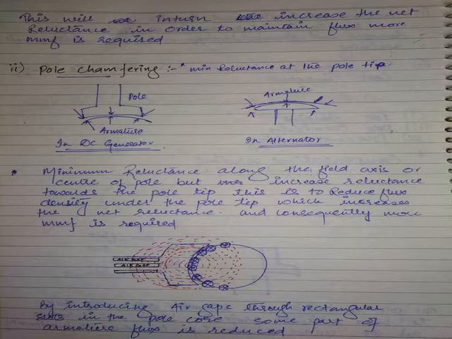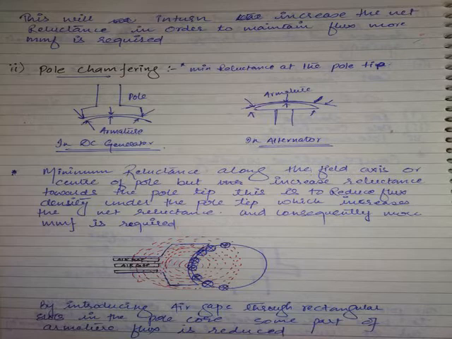So how are they connected? Again through brushes only. So if the current is flowing like this, you connect at that end so that the current will come out like this. So this produces clockwise flux, this produces anticlockwise flux, and they will cancel each other.